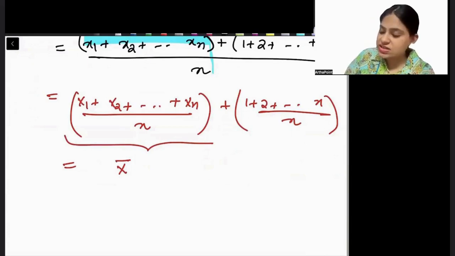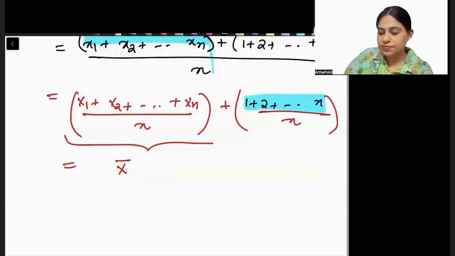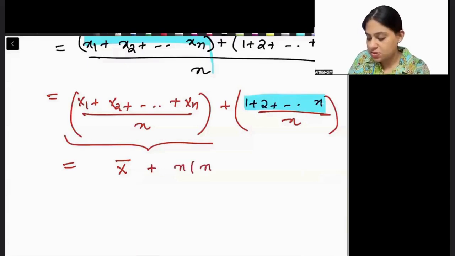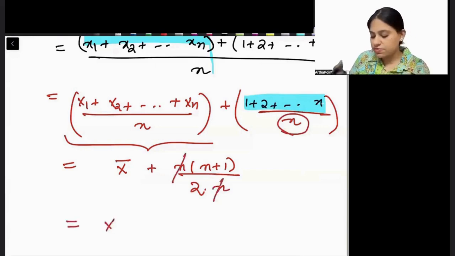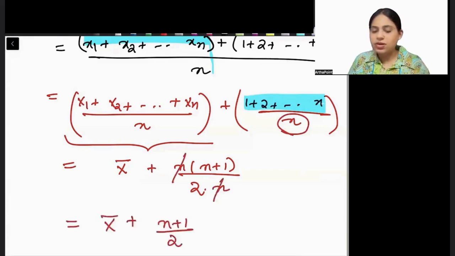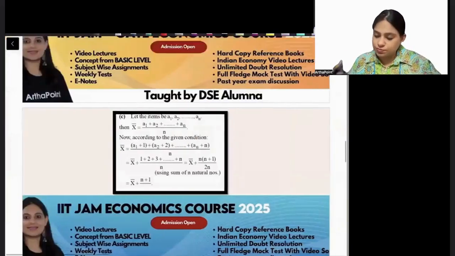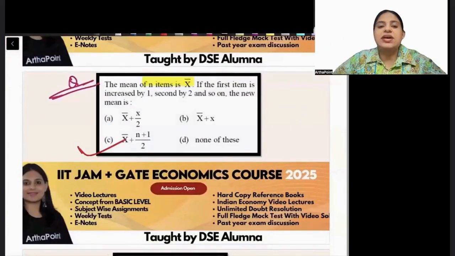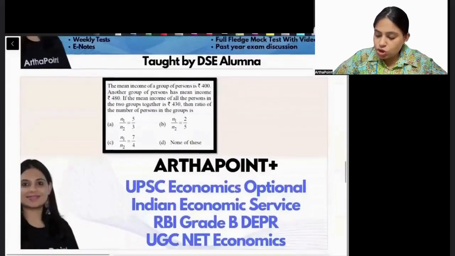Right? This is the old mean, isn't it? What is the sum of n observations, beta? What is the formula of the sum of n observations? It is n into (n plus 1) by 2. And then this is getting divided by n. I will cancel this out. This will give me x bar plus (n plus 1) by 2. This will be your new mean. So your new mean will be old mean plus (n plus 1) by 2. C is the correct answer. Clear? Okay, beta. Question number 4.